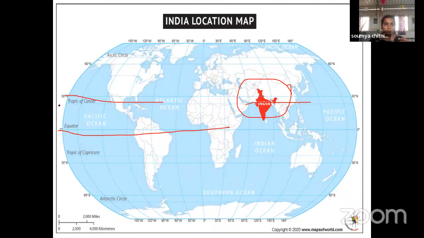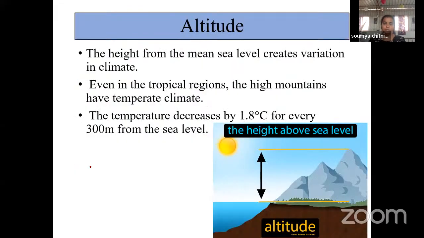Similarly here you can see the degrees: 0 degrees, 30 degrees north, 60 degrees north. Beyond 35 degrees north or 35 degrees south, we call it the horse latitude. So that's how the climate varies thereafter.